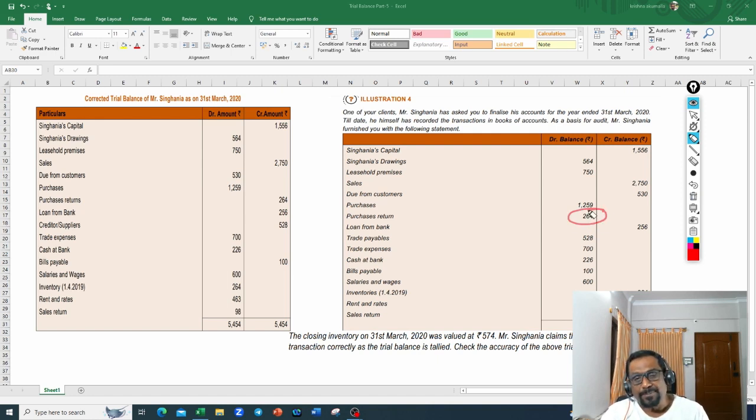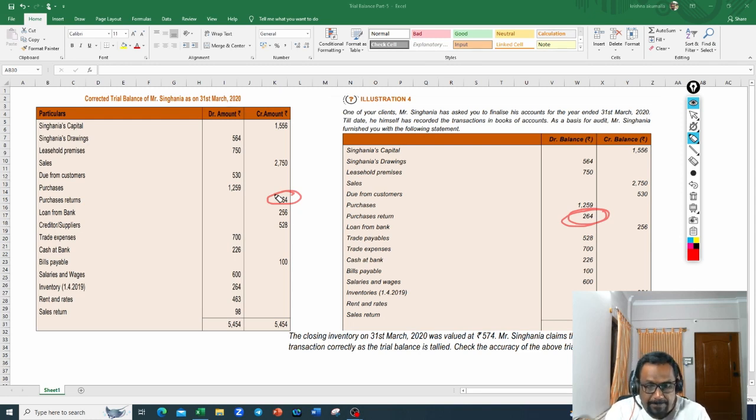What is the entry for purchase returns? When we return the purchases, what entry do we post? Supplier account debit and purchase returns credit. Correct? Supplier account debit and purchase returns credit. Purchase returns is a credit balance, but he recorded this on the debit side. So we need to rectify. So we keep 264 on the credit side.